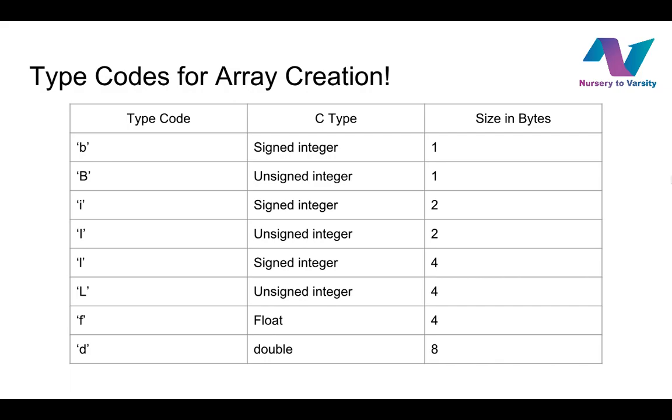In Python, built-in support for array is not provided. Instead of array, Python uses list as its built-in data type. So if we want to use array, we just have to import it externally. And on your screen, you are seeing some type codes for array creation. Don't worry, I will tell you what these type codes are.